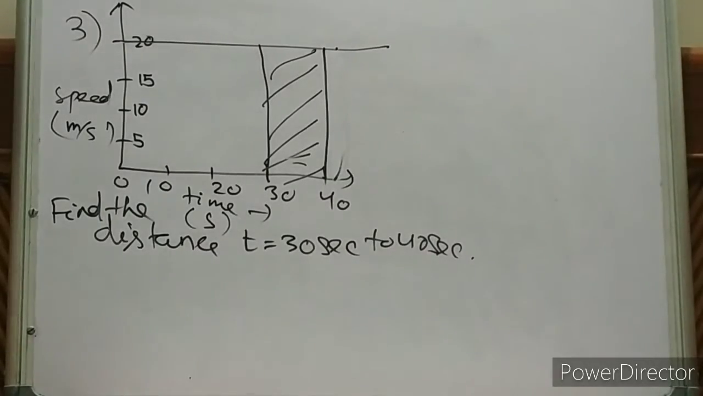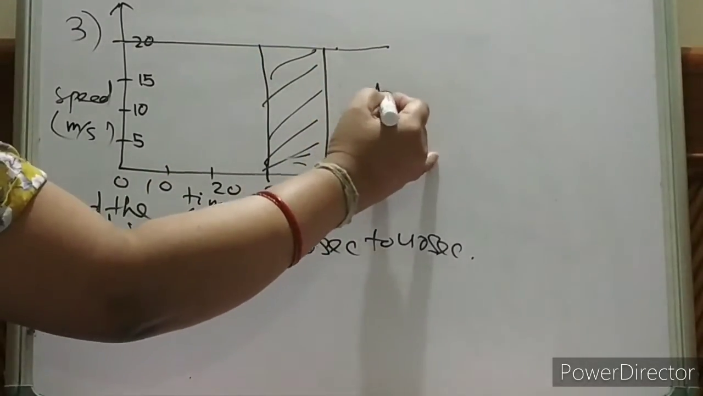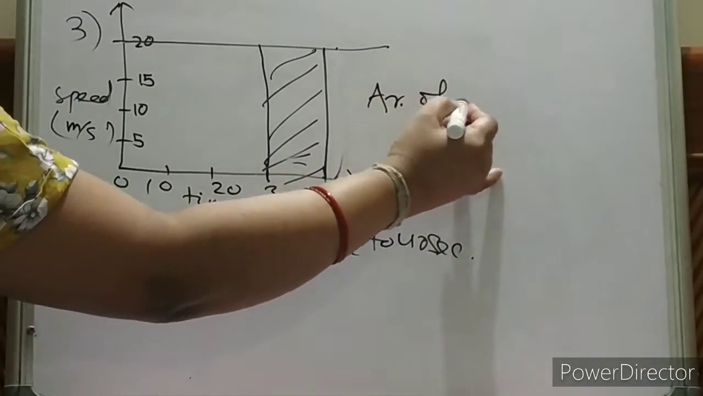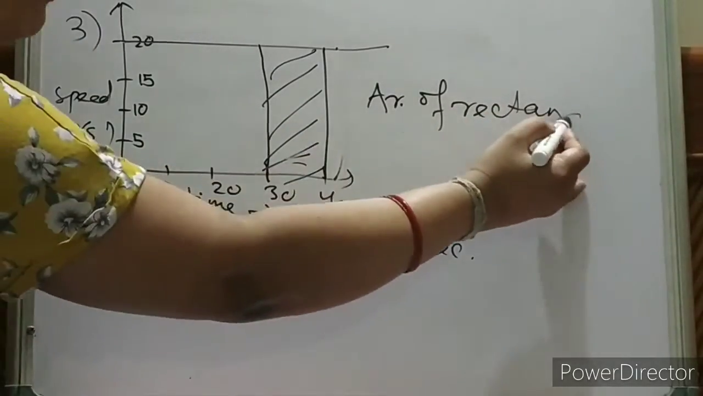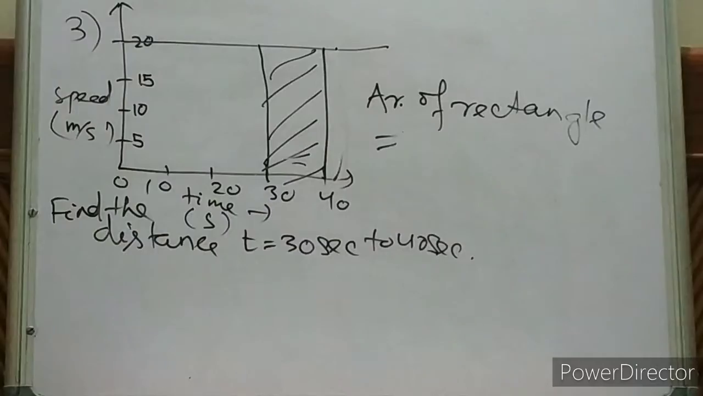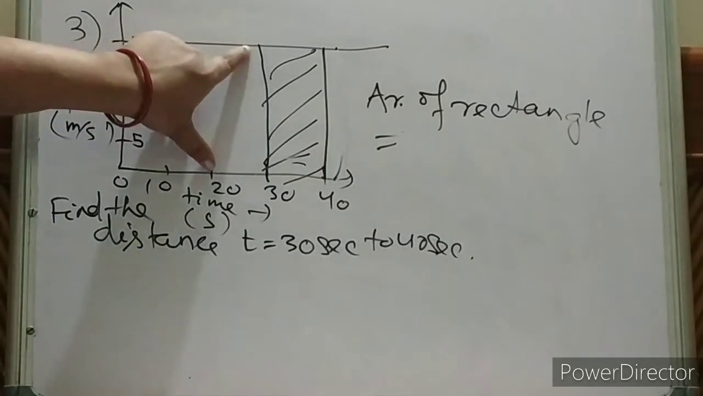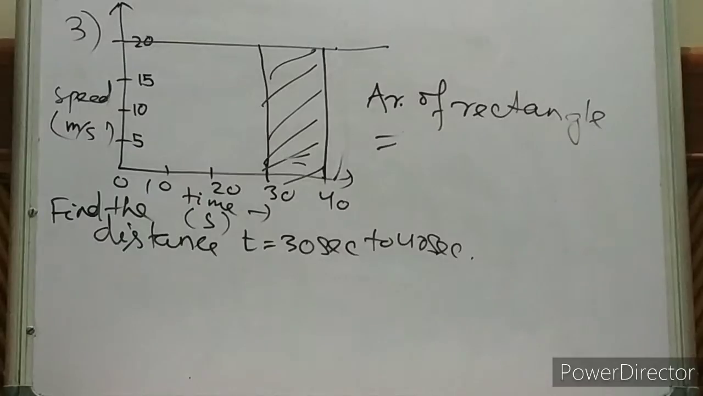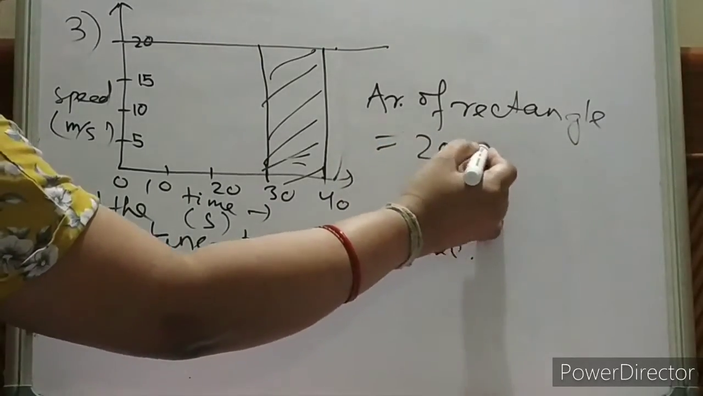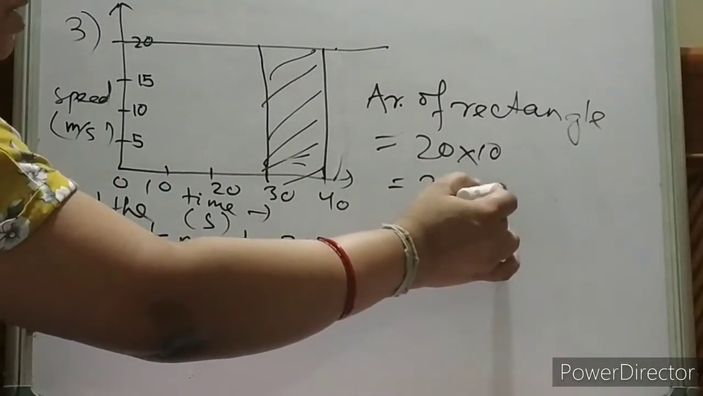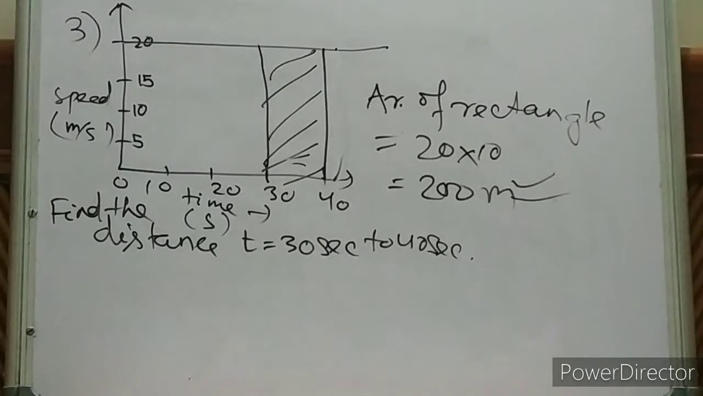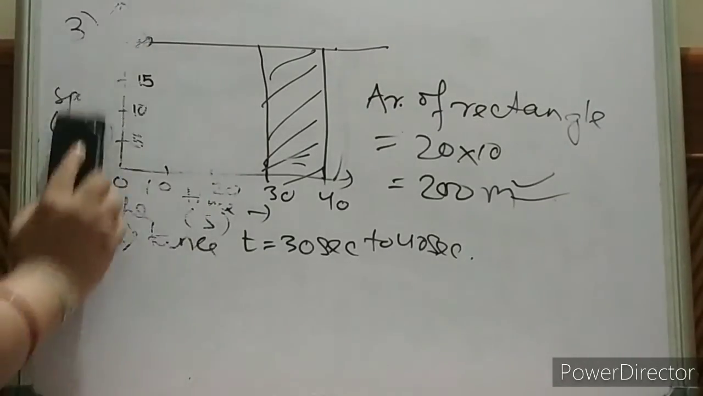Tell me, it is easy now. So what is this? It is now a rectangle. So area of rectangle is how much? Tell me. This is now 20 and this is 10. So 20 into 10 is equal to 200 meter. This is your answer now. Is it clear, children? Is it clear? Okay. Now I'll move to the next problem.